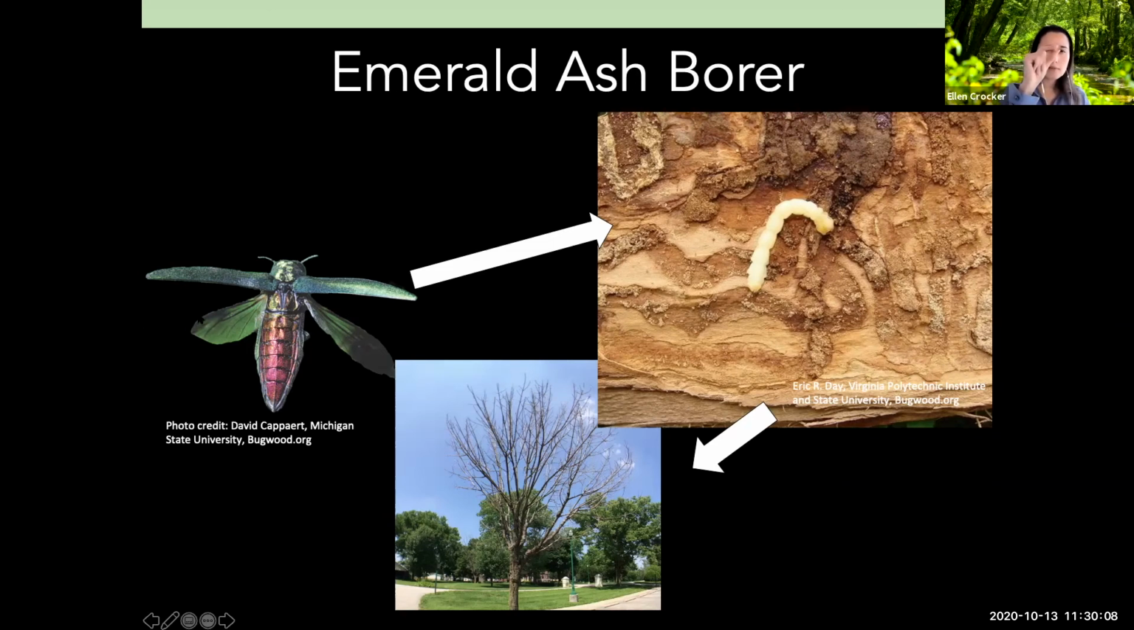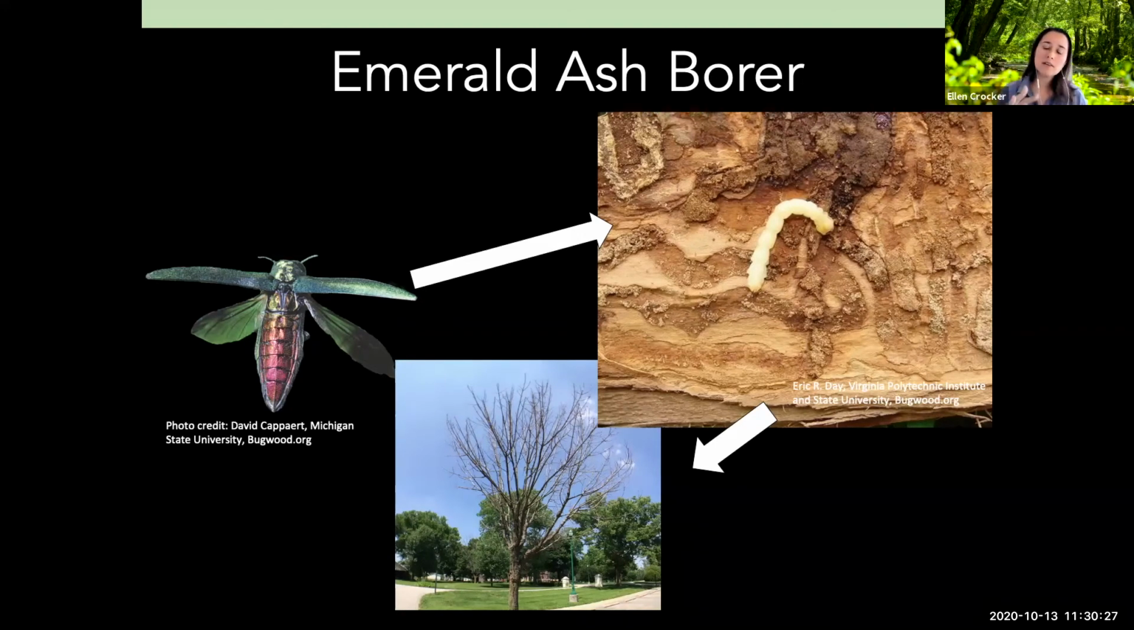It's actually only about that big, and it would be pretty. It's a metallic green color, except for that it kills our ash trees. And this is the adult, and what it does is that it lays its eggs on the bark and in crevices in the bark of trees. Those hatch, and the larvae are actually what kills the tree.